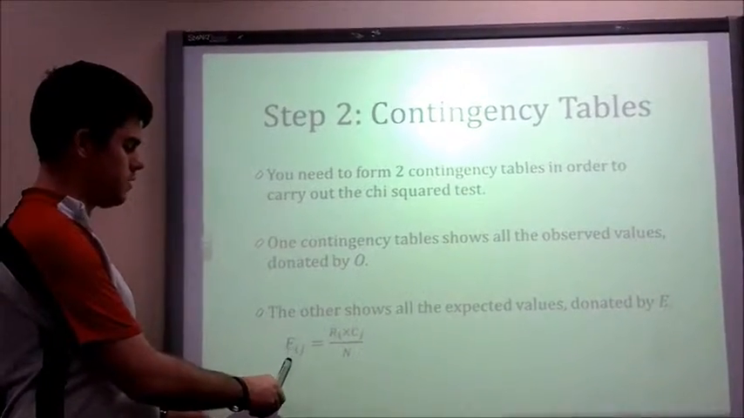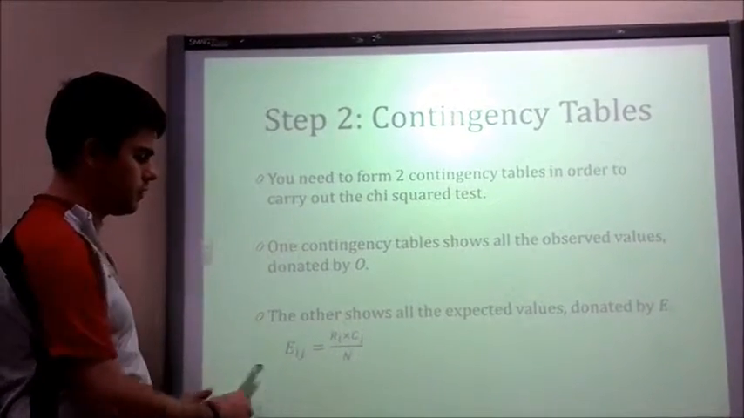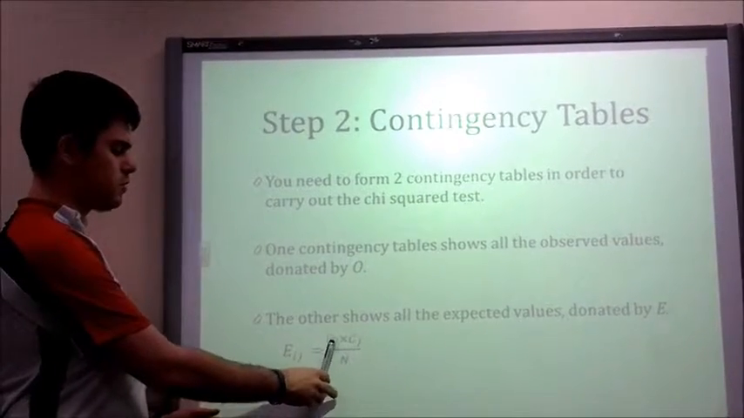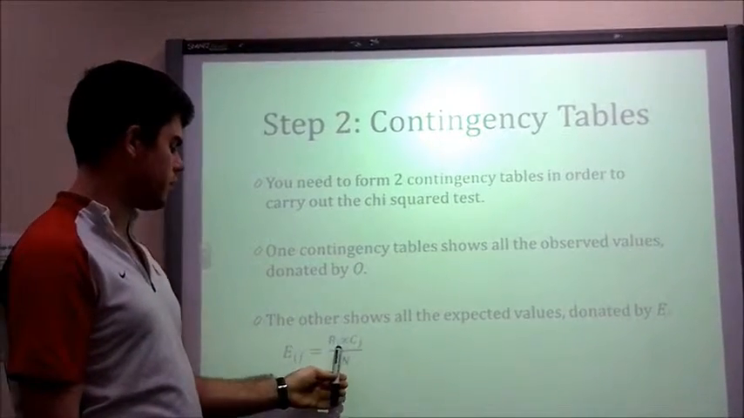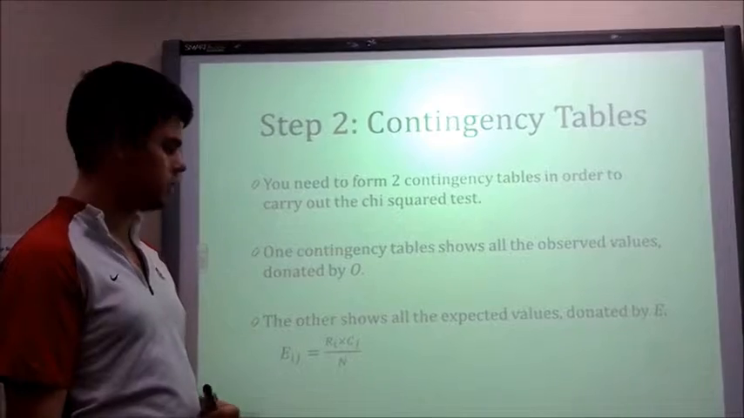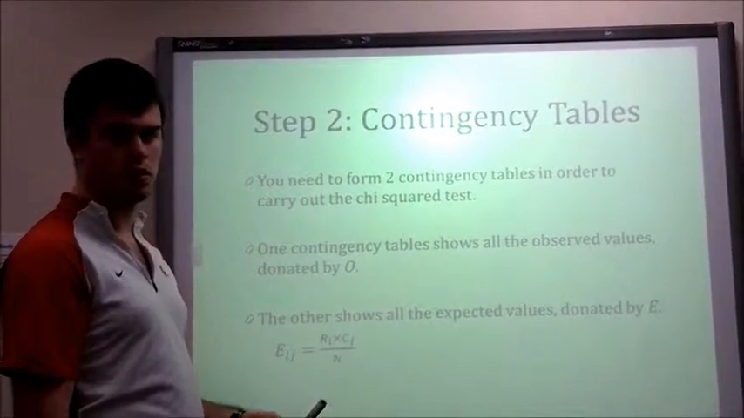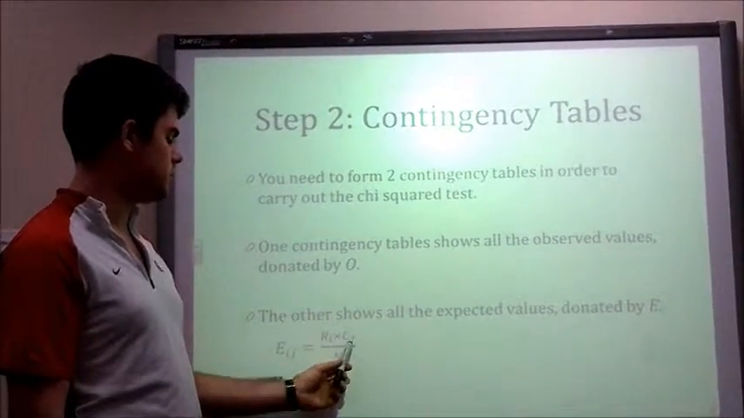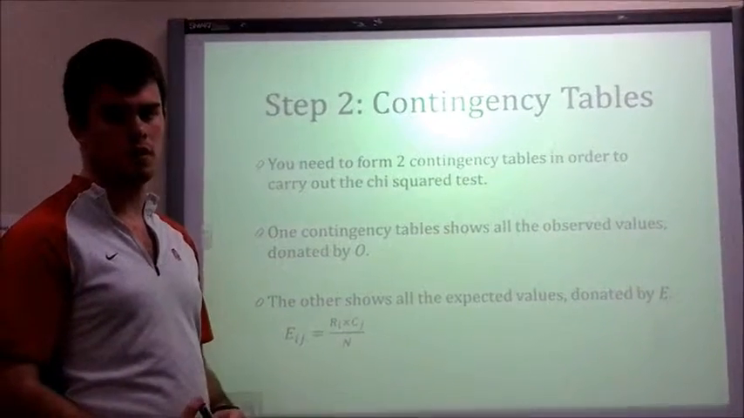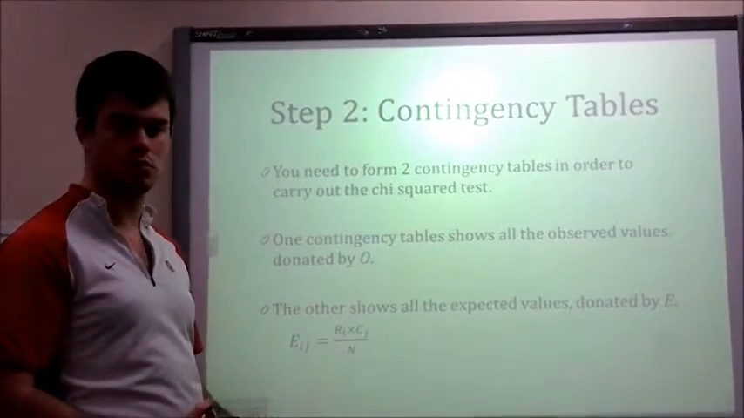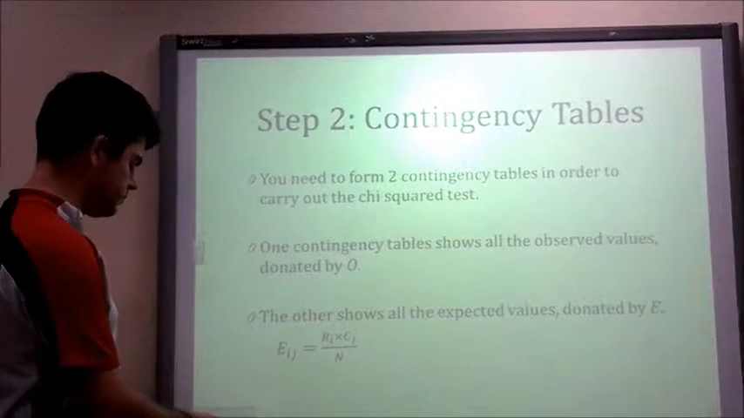So the expected value of the ith row jth column is equal to the row sum of the ith row multiplied by the column sum of the jth column. This is all divided by the total number in the population or the total number in the sample.